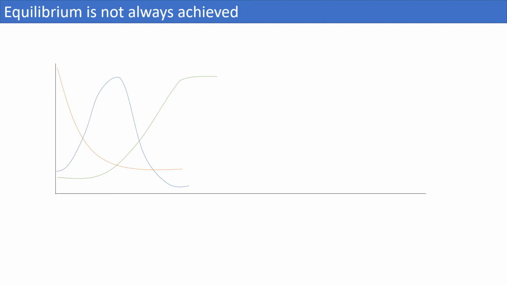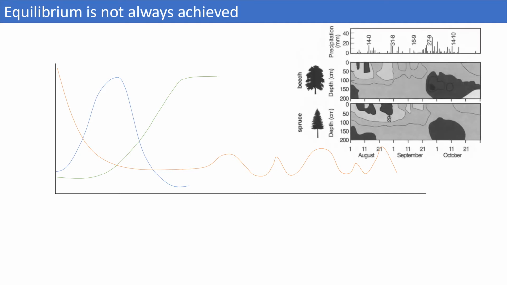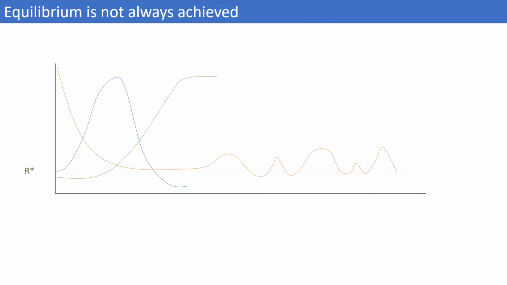But what happens if the resource never reaches a complete equilibrium and instead fluctuates in time? This is a highly plausible scenario in natural habitats. For instance, water content in the soil can vary a lot depending on the precipitation levels. In this case, the resource abundance is not constant in time, but varies around the mean value that is close to the competitor's R star.